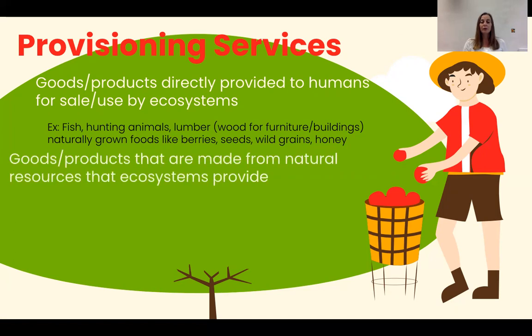We can also talk about goods and products that are made from those natural resources. So this is really where paper would come in. There are also a lot of medicines that come from natural resources. Rubber, genuine rubber, actually comes from trees.